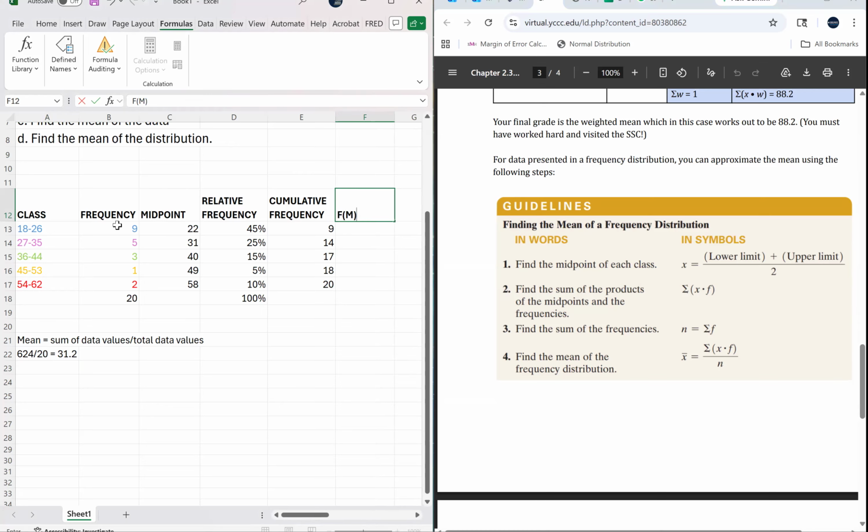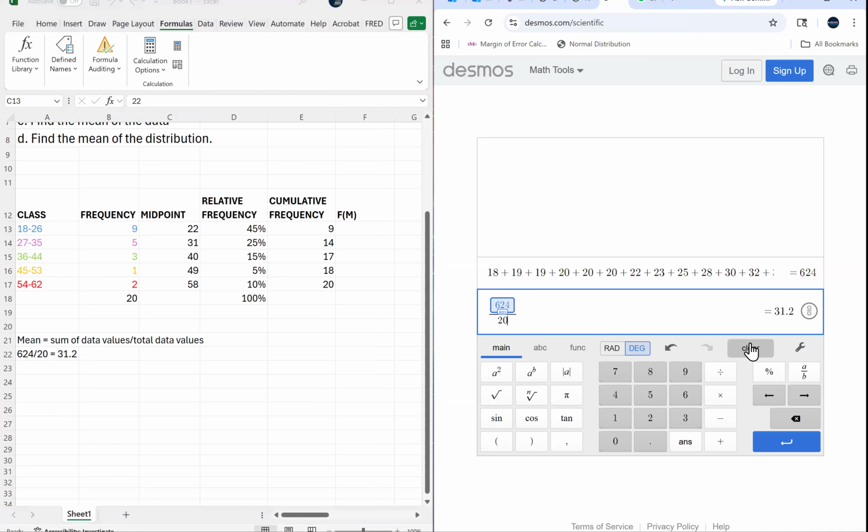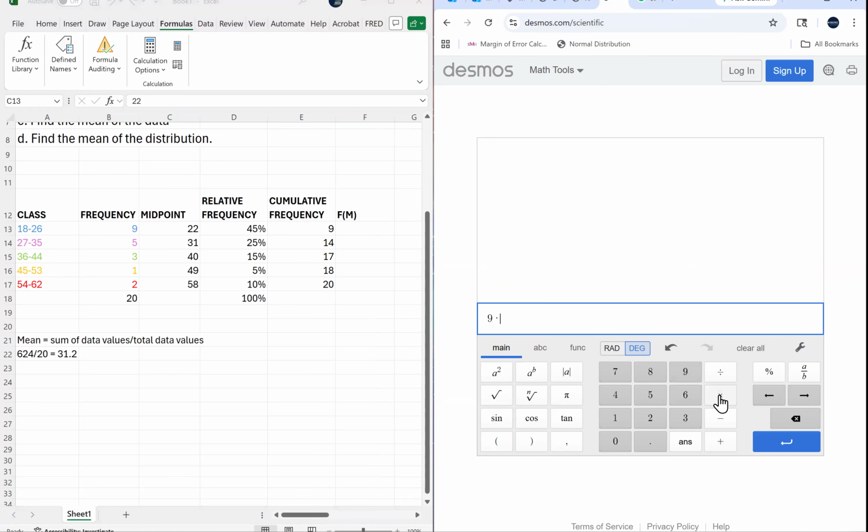So we're being asked to take the frequency times the midpoint for each row. So the first one will be 9 times 22. Calculator, clear this all out. 9 times 22. 198. Let's write that down. So FM is just frequency times midpoint, and that's what we're going to do for each row. So the next one is 5 times 31. 155.